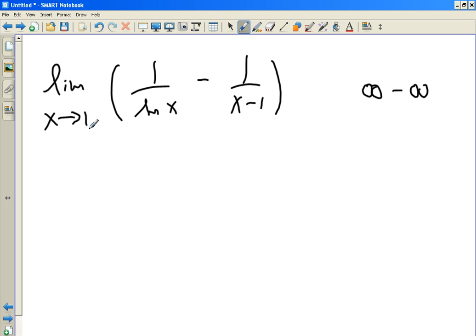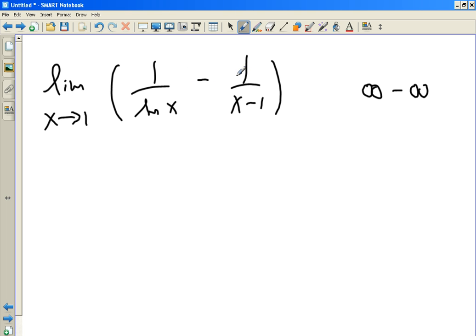As x gets closer and closer to 1, this gets closer and closer to 1 over 0. These numbers are getting bigger and bigger because you're dividing by smaller and smaller numbers. So any idea how we could do L'Hopital here? Look at it. It's staring you in the face. It's telling you what to do.